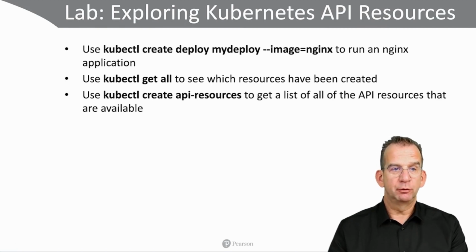we have learned here. So first you are going to use kubectl create deploy to run an Nginx application, then kubectl get all to see which resources have been created, and kubectl api-resources to get a list of all the API resources that are available on your system. And all the details about that will be following in the next couple of lessons. Good luck!